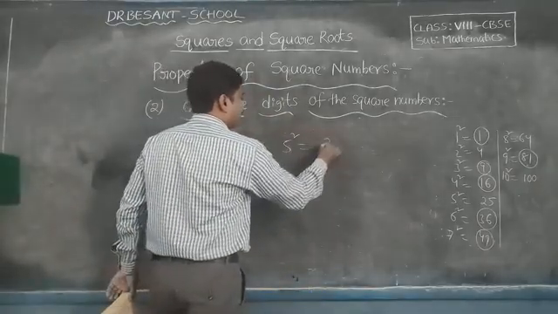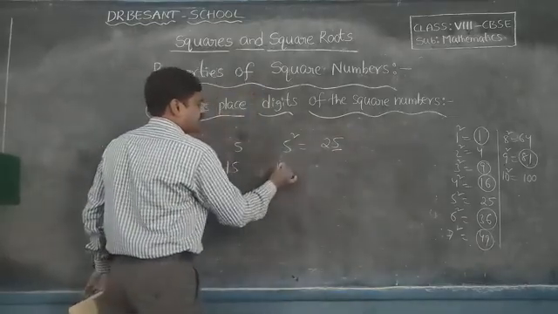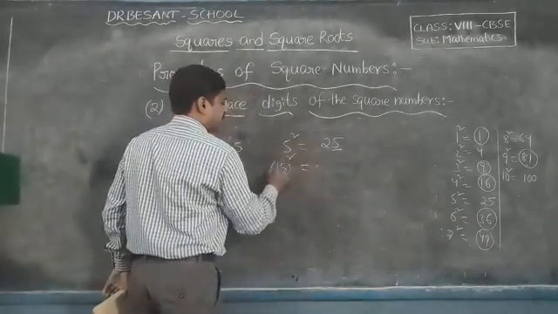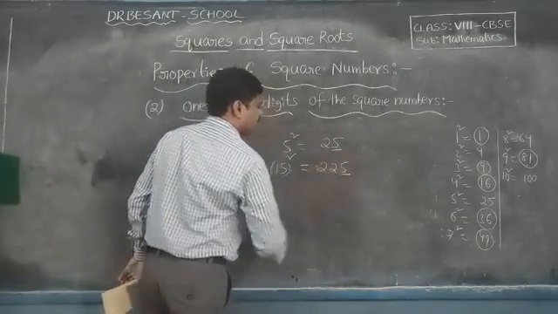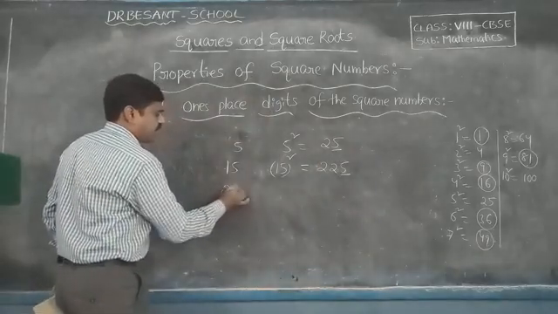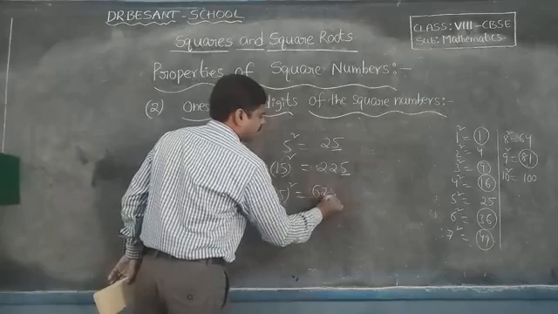See, 5 square is 25, 15 square is 225, 25 square is 625.